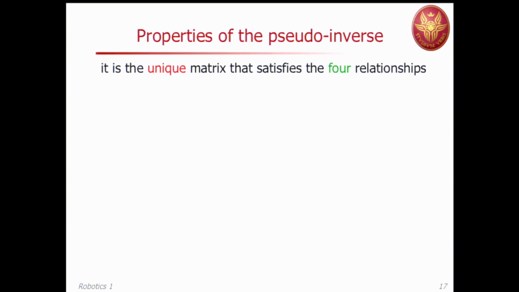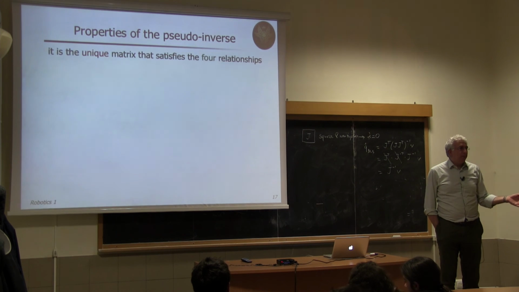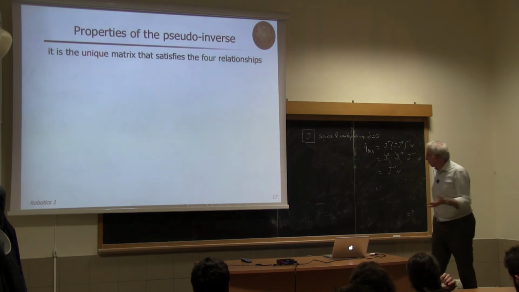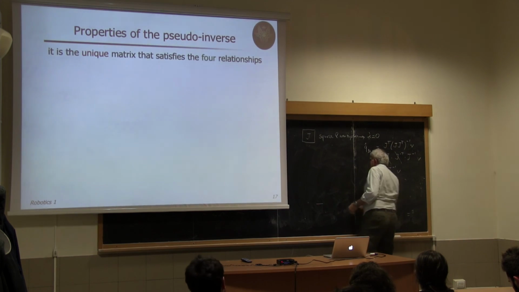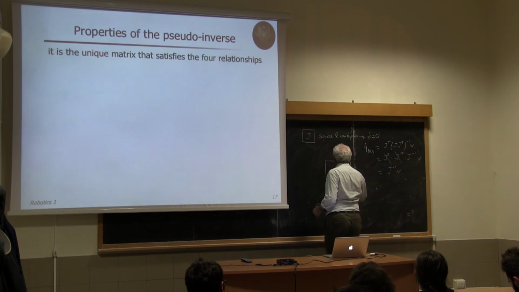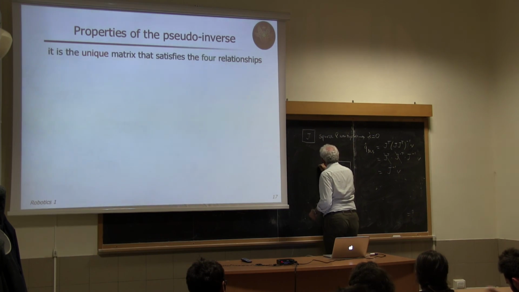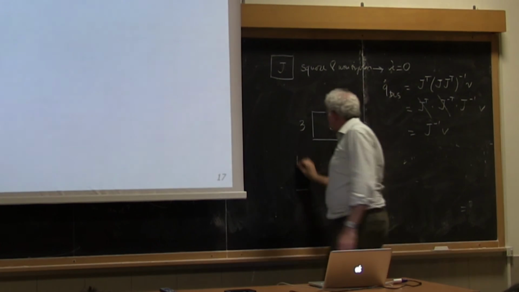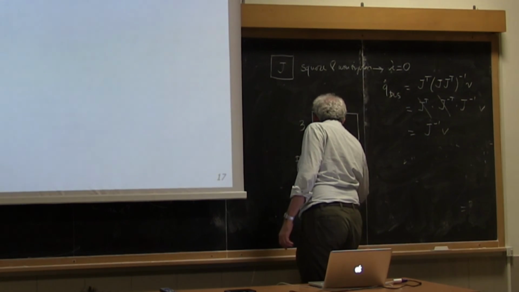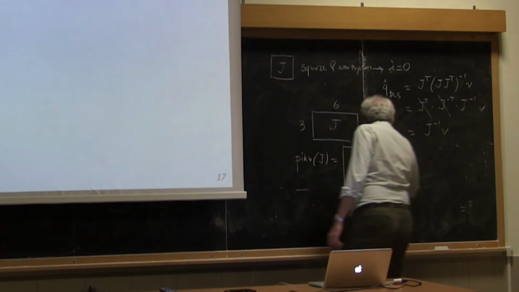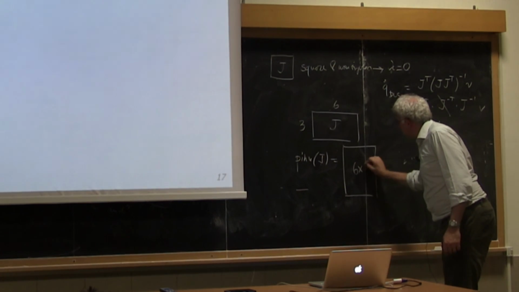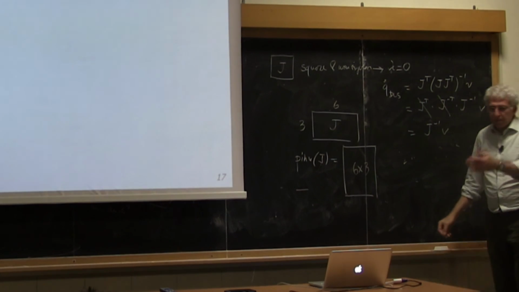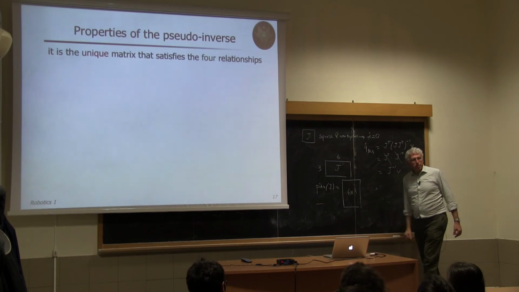Now, this pseudo-inverse, how do you compute this pseudo-inverse? Well, the easy way is to use the instruction of MATLAB, which is called pinv. So you have a matrix, whatever dimension. For instance, this is the J with, let's say, 3 columns and 6 rows. Then you call pinv of J, and you obtain a matrix which is 3 by 6 and guarantees the properties that I will show now.